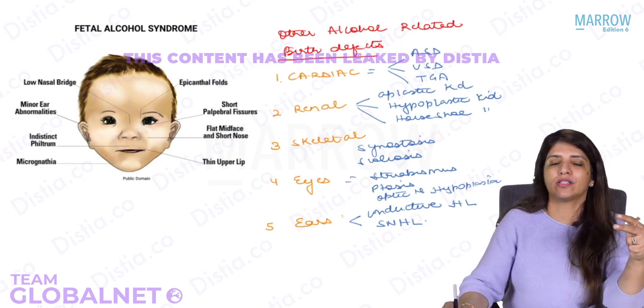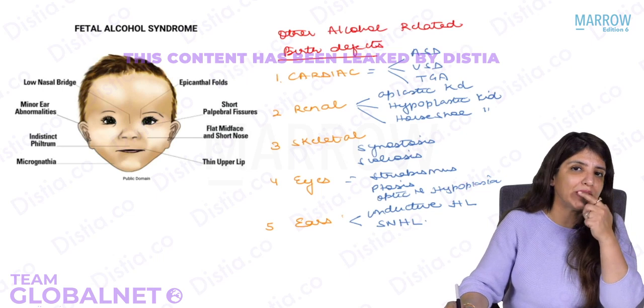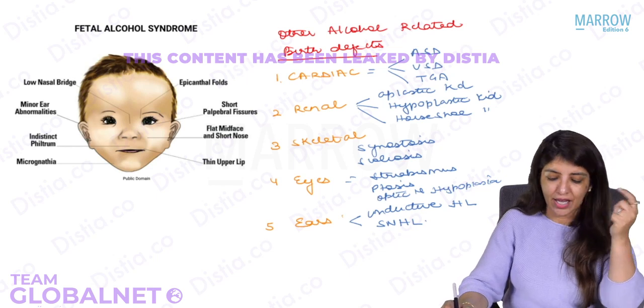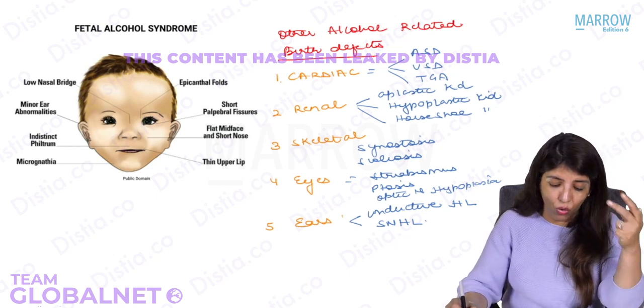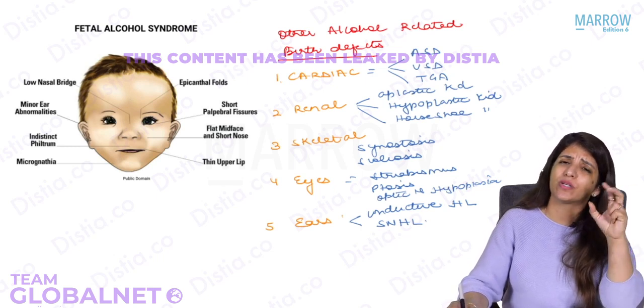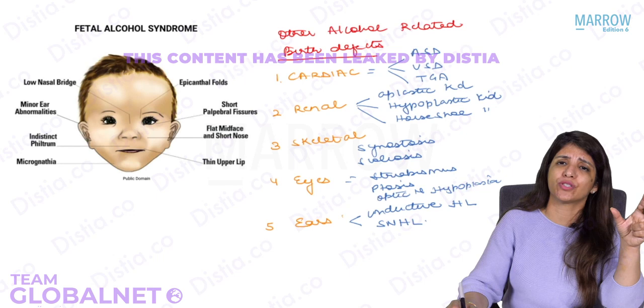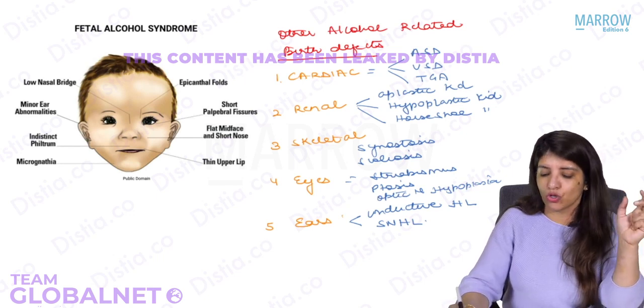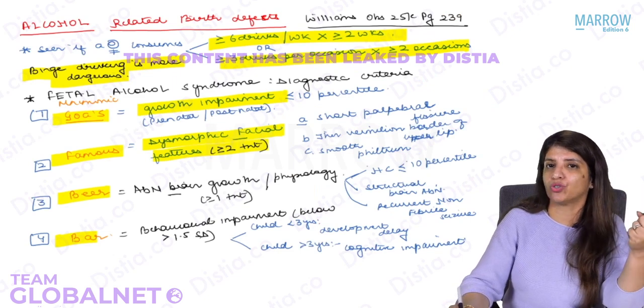In other words, there is going to be a thin vermilion border. Then the philtrum, this over here. This philtrum is very indistinct. Then there can be a low nasal bridge, then micrognathia. So all these features of facial dysmorphology which you saw in fetal hydantoin syndrome, you can get here. So your question is going to say that number 1, there is growth retardation.